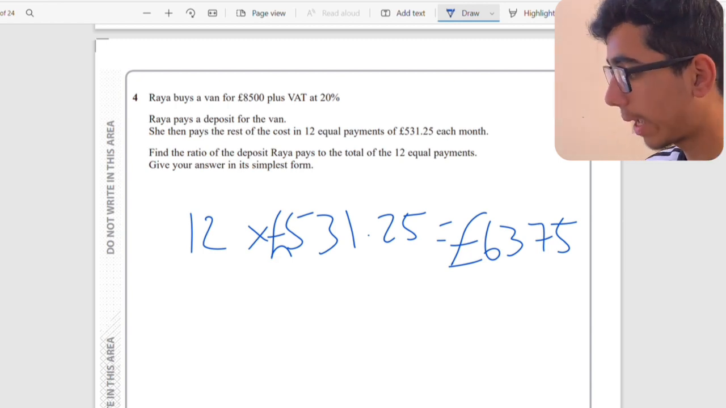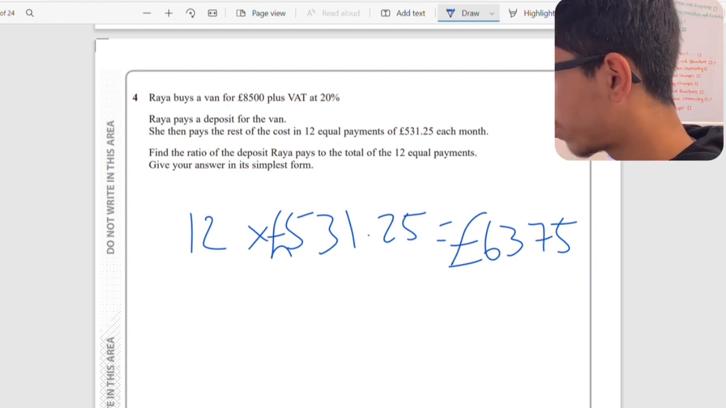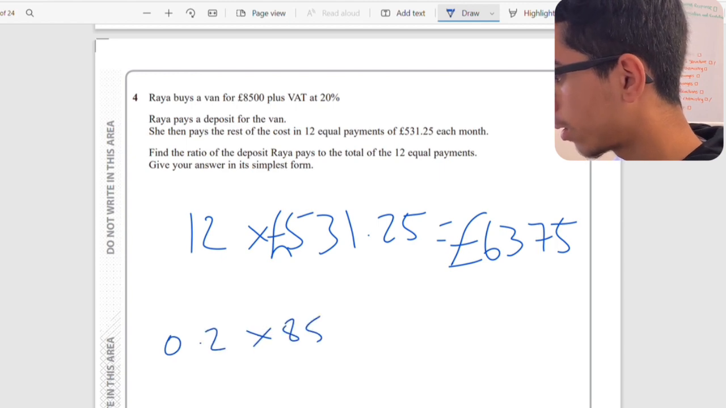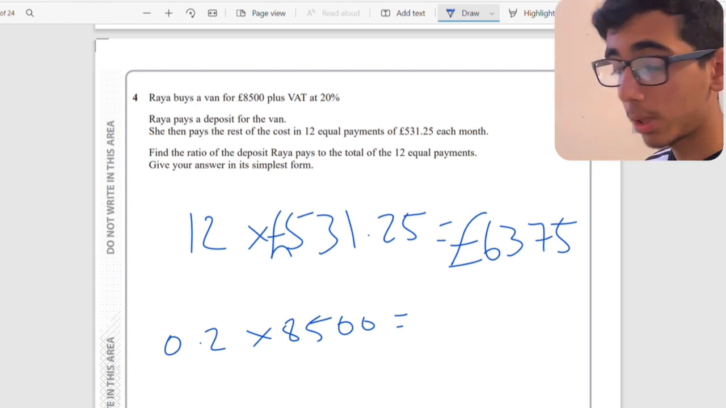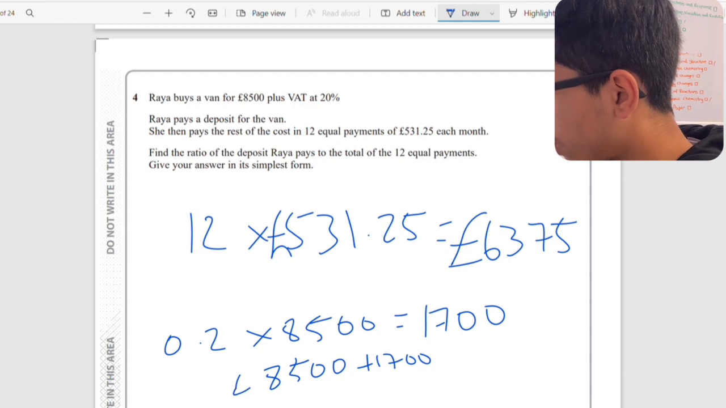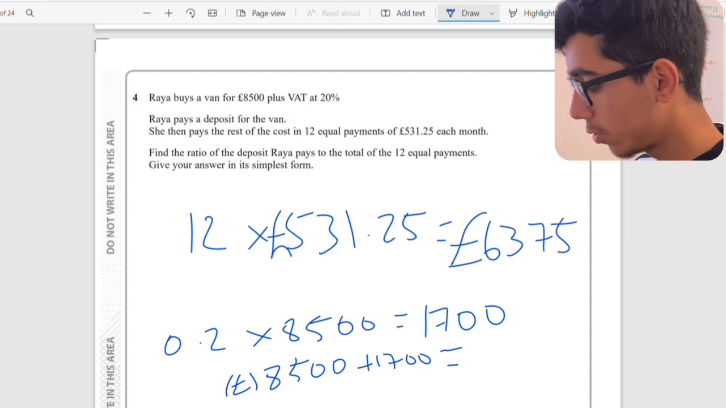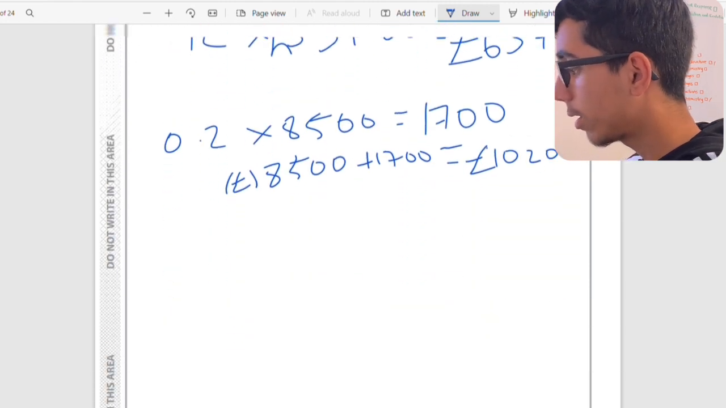Oh yeah. So you can calculate the deposit by first finding the initial price. So you know 8,500, but you have to find the VAT. So you just do 0.2 multiplied by 8,500. That's 1,700. So the total price of the car was 8,500 plus 1,700, all in pounds, which gives you 10,200. So 10,200 was the price.